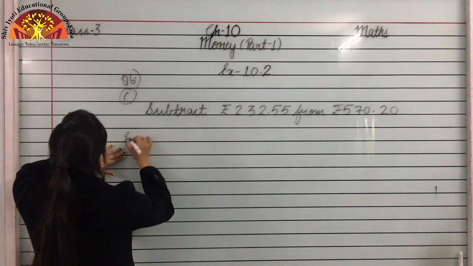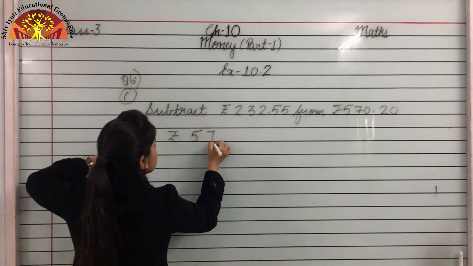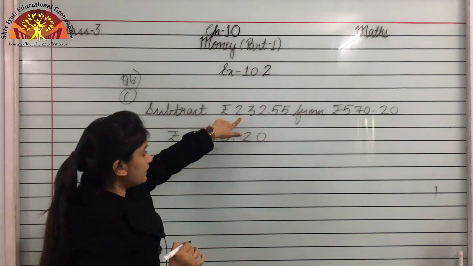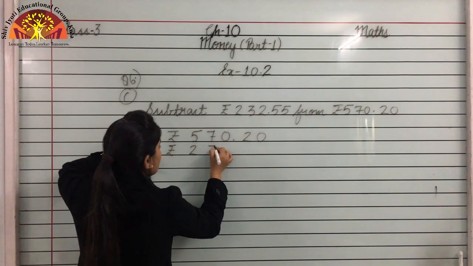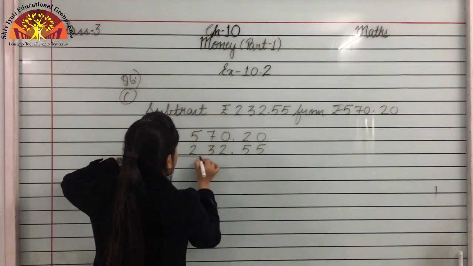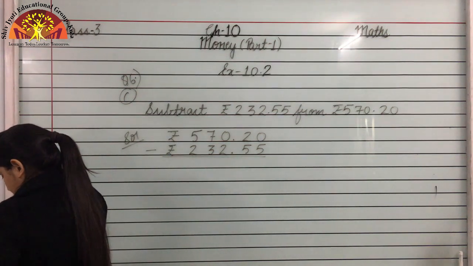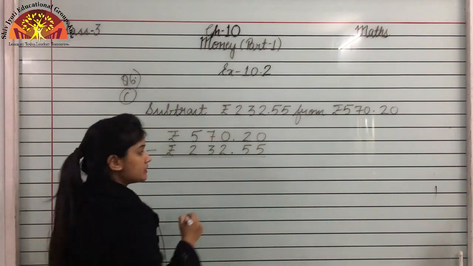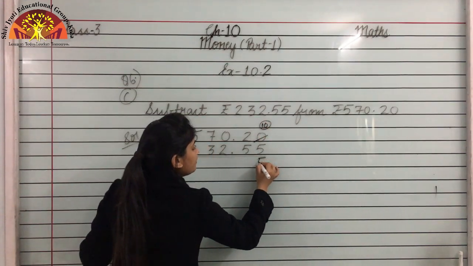Okay, so now rupees 570.20, and now we are going to subtract this number. So we'll write this number here, rupees 232.55. So now we'll do the simple subtraction. 0 minus 5 not possible, so we have to borrow 1, it will be 10. 10 minus 5 will be 5.